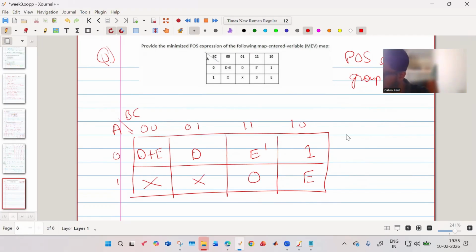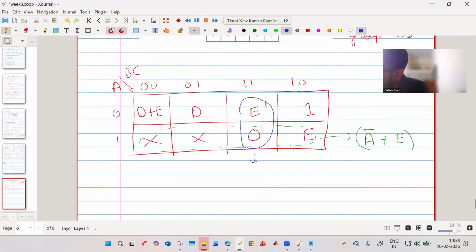So now this part, these all can be grouped together, and this would be equal to A bar or E. This is one implementation. Next, you could also group this together. So this would be equivalent to B bar or C bar or E bar.